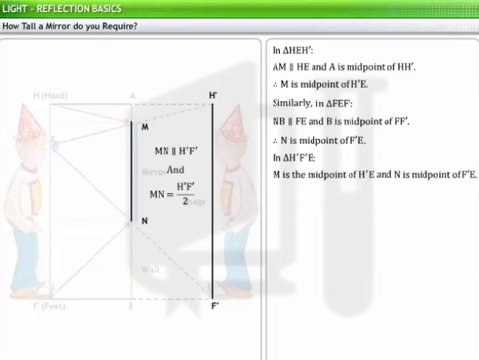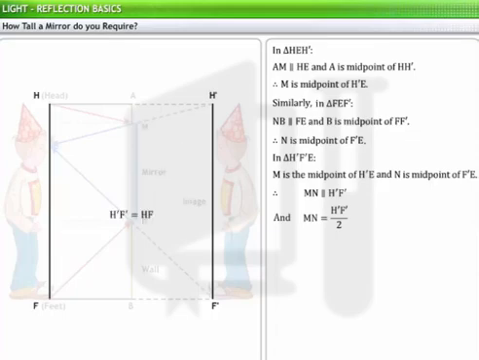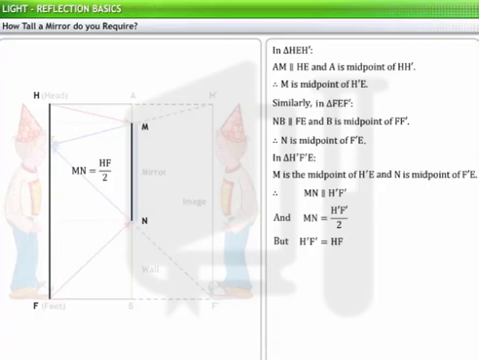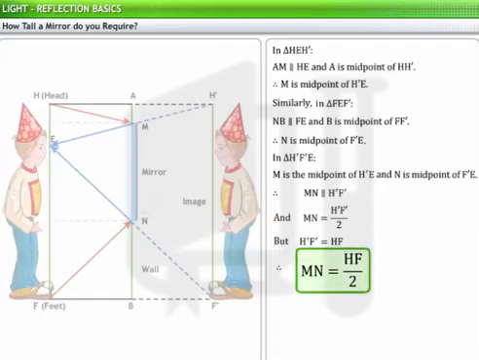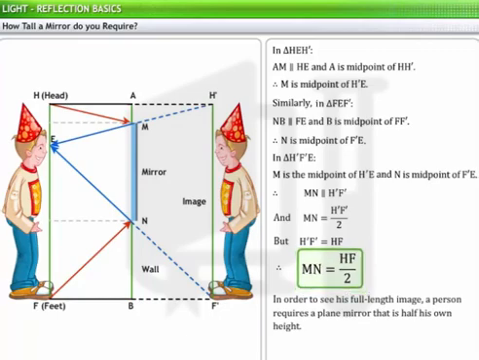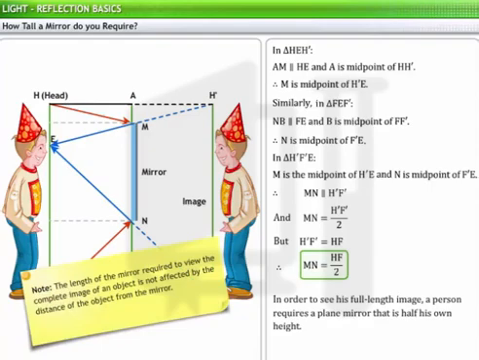Therefore, MN is parallel to and half of H'F', but H'F' is equal to HF. Therefore, MN is equal to half of HF. Thus, in order to see his full-length image, a person requires a plane mirror that is half his own height. Therefore, to view the complete image of an object, you need a mirror that is at least half the height of the object.